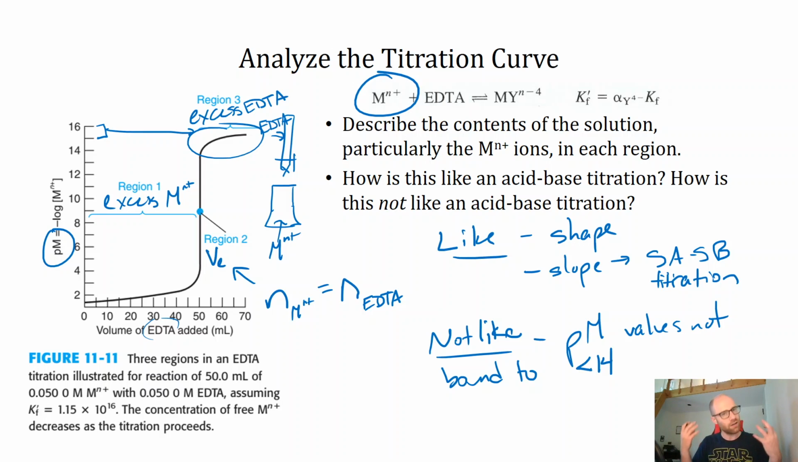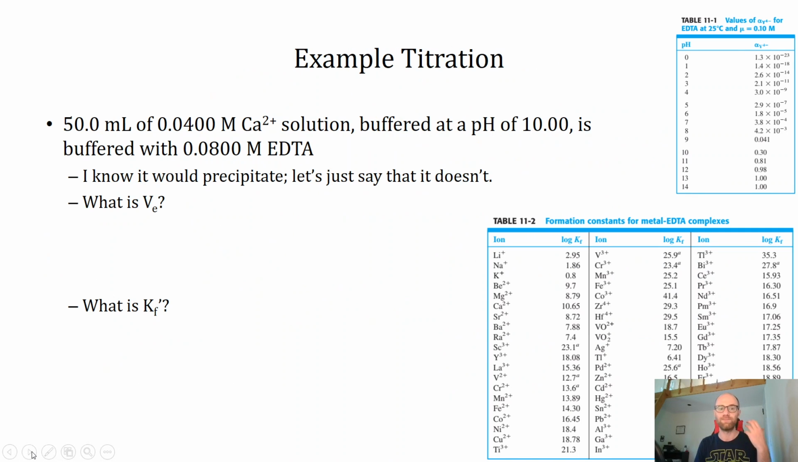So we need to break our minds of expecting to see a certain number, because the certain number that we see is actually more a function of the K prime f. So we need to do that. For the rest of this video and the next video, we're going to be taking a look at this sample solution: 50 mL aliquot, 0.04 molar calcium, buffered at pH 10, and we're adding 0.08 molar EDTA.